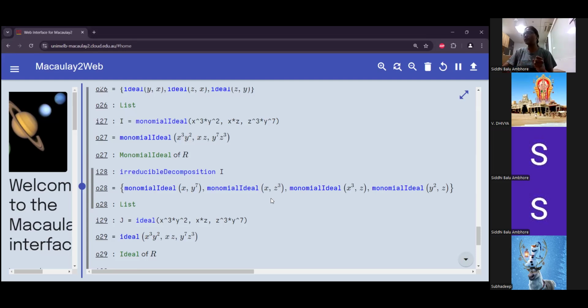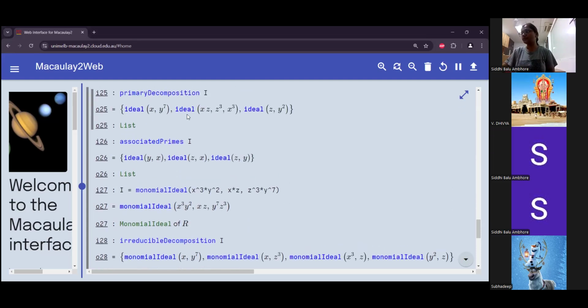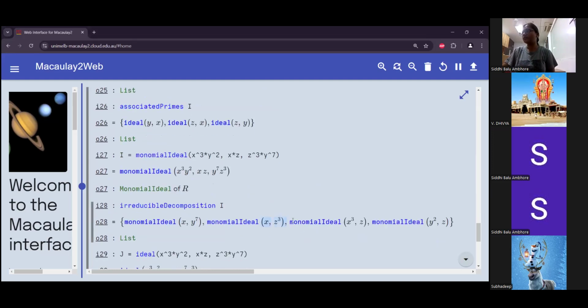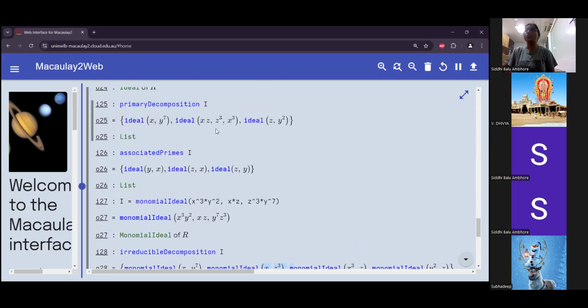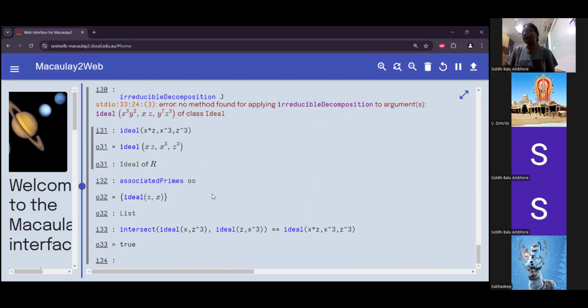Is it clear, like what I'm trying to say? So primary decomposition is a decomposition where components are primary ideals, and irreducible decomposition is a decomposition where components are irreducible ideals. So that is the difference between a primary ideal and an irreducible ideal. So this is a primary ideal, but it is not an irreducible ideal, and so on.